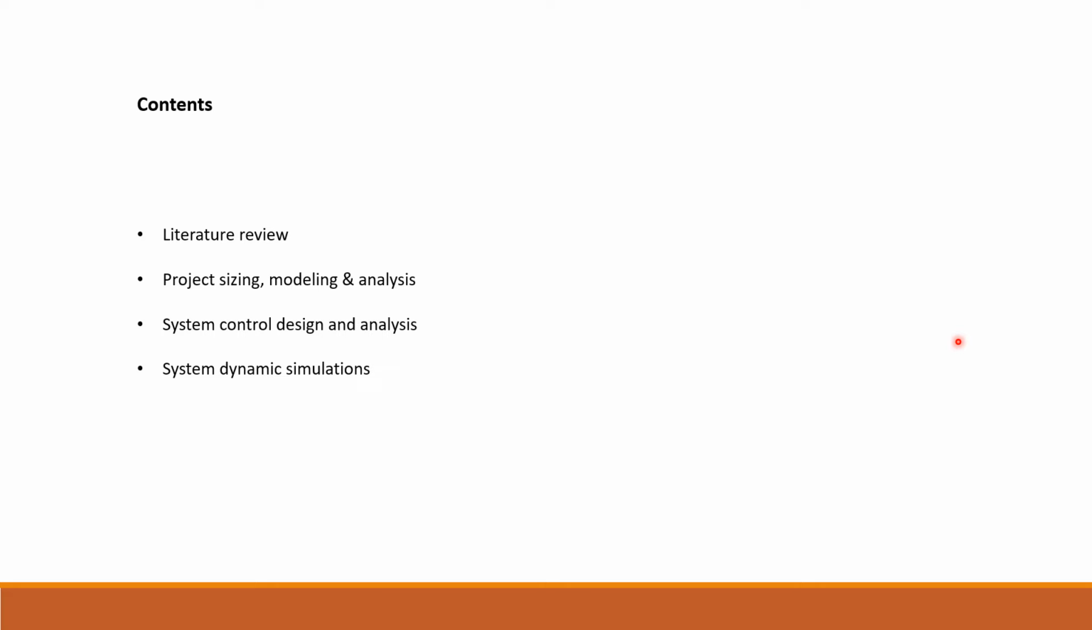In the contents page you can see there are four parts into which we organized our project. The first part is the literature review. In the second part we did project sizing, modeling and analysis. In the third part we have system control design and analysis. And in the fourth part we have system dynamic simulations.